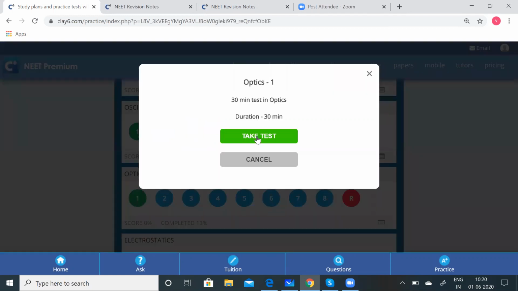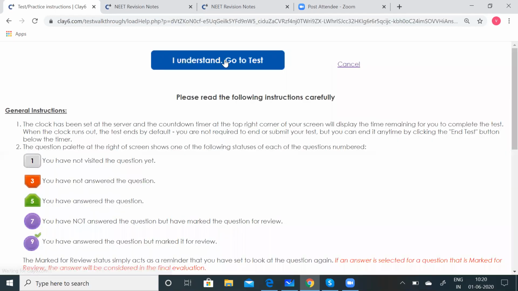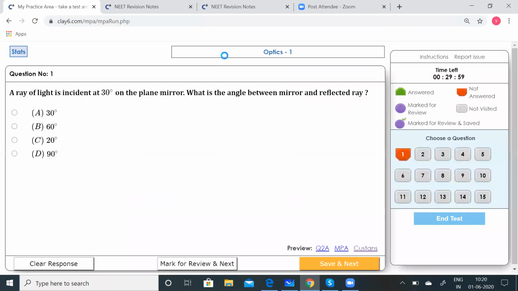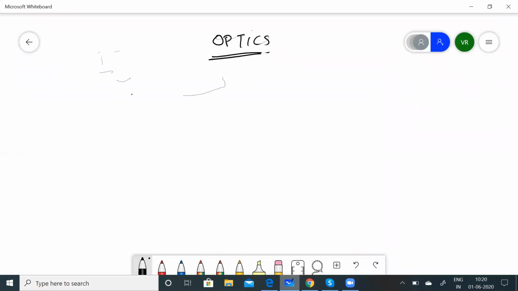Click on take test. Go to test. Now it appears. The first question says, a ray of light is incident at 30 degrees on the plane mirror. What is the angle between the mirror and the refracted ray? All right, children, this is quite easy. Let us draw the diagram and see.